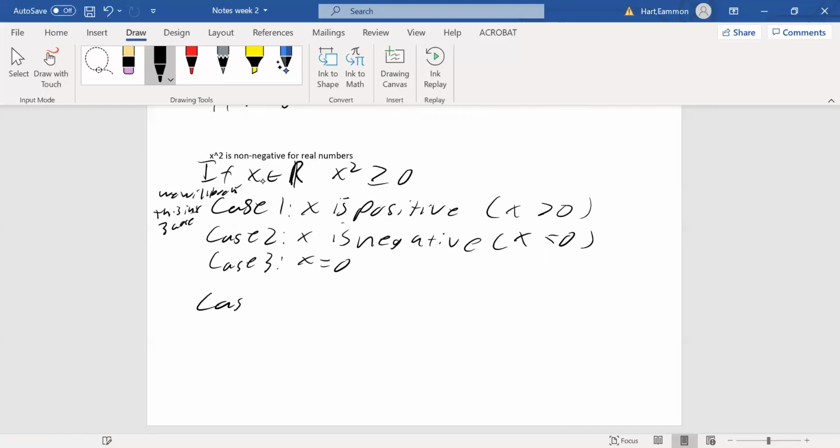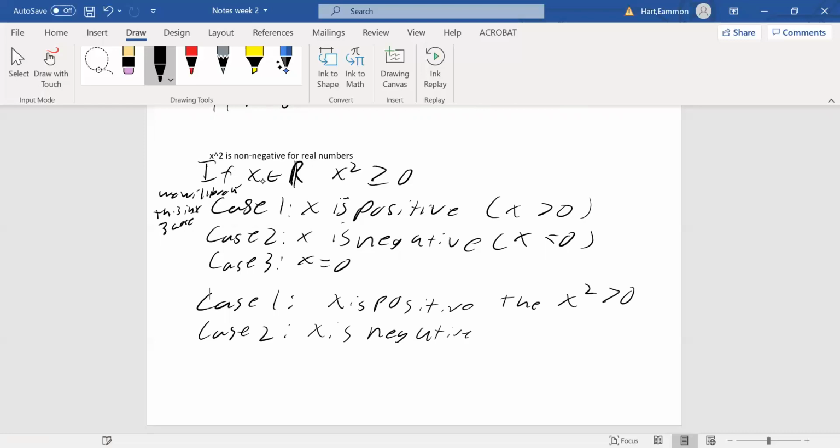So case 1, if x is positive, then x squared is going to also be positive. Case 2, if x is negative, then x squared is going to also be positive because the square of a negative number is positive.